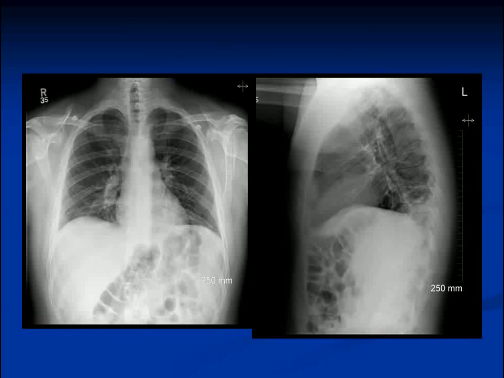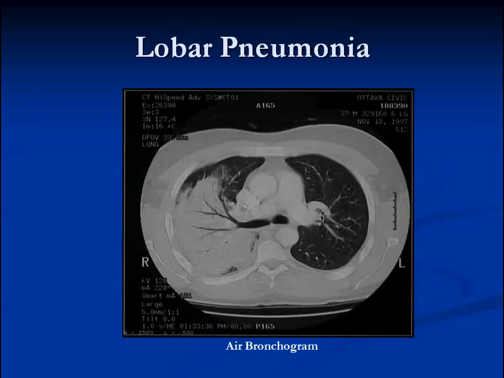Here's another example. Here we have consolidation in the left lower lobe. And again, we go to the lateral view, go down, it gets white at the bottom. We've lost the left hemidiaphragm centrally. This is a left lower lobe pneumonia. And this is another characteristic for lobar pneumonia, the air bronchogram, as we already said. Here on the CT scan, we can see a large, predominantly unilateral area of consolidation, solid lung, no volume loss, and an air bronchogram. This is a lobar pneumonia.